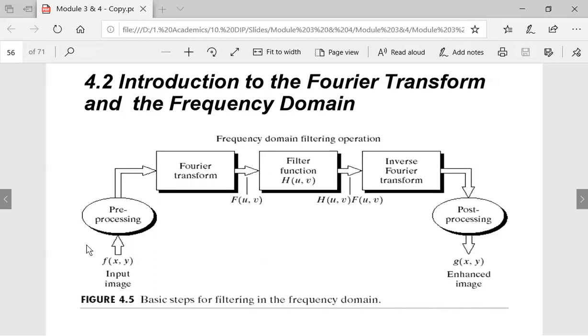So the process consists of four stages: input image, then pre-processing as the first stage, then Fourier transformation, filter function, inverse Fourier transformation, and post-processing. We get g(x,y), the transformed image. These are the basic steps of filtering in the frequency domain.